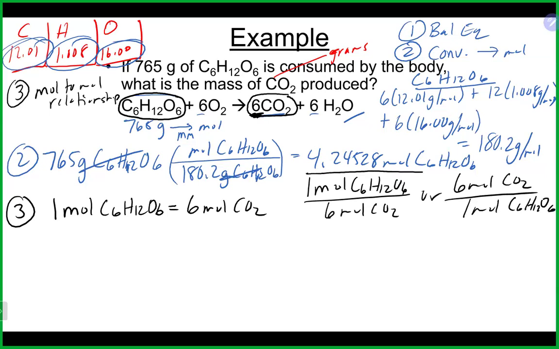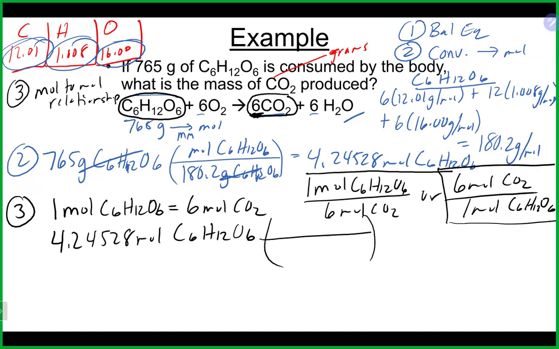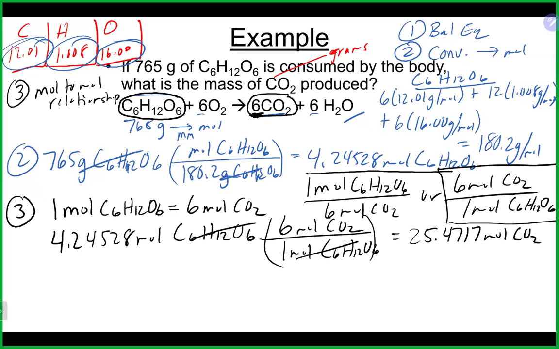So continuing on with our number from above, we have 4.24528 moles of C6H12O6. Once again, opposites cancel, which means we will need to use a conversion factor on the right there so that they cancel. That's going to give us 6 moles of CO2 and 1 mole of our C6H12O6. Those moles are going to cancel. So we're basically just going to multiply this by 6, and that's going to give us 25.4717 moles of CO2. Any questions on the stoichiometry part there?